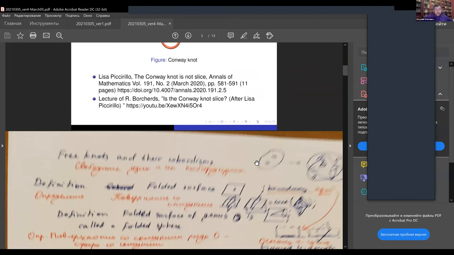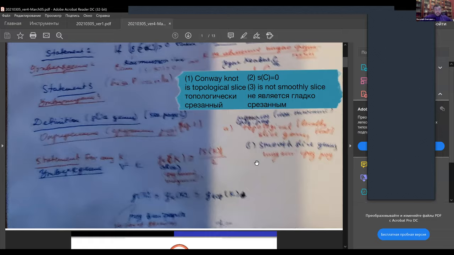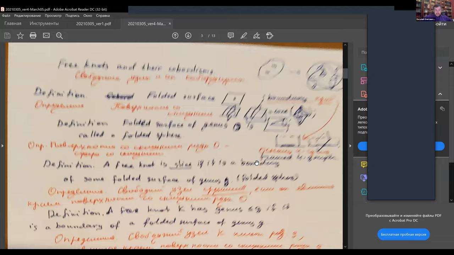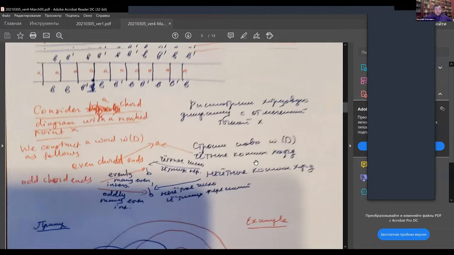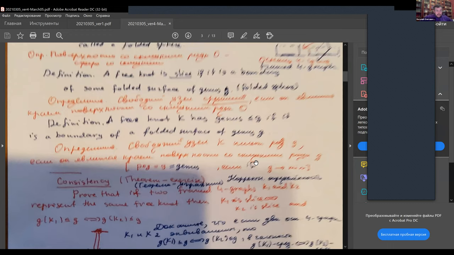I want to mention one very important conjecture, which is called the Fox conjecture. Fox is known to be Milnor's teacher, and actually, where is the Fox conjecture? Okay, I can say it. Say it verbally.